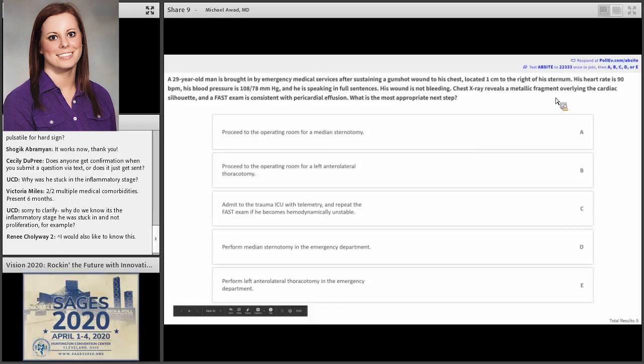What is the most appropriate next step? A, proceed to the operating room for a median sternotomy. B, proceed to the operating room for a left anterolateral thoracotomy. C, admit to the trauma ICU with telemetry and repeat the FAST exam if he becomes hemodynamically unstable. D, perform median sternotomy in the emergency department. Or E, perform left anterolateral thoracotomy in the emergency department.